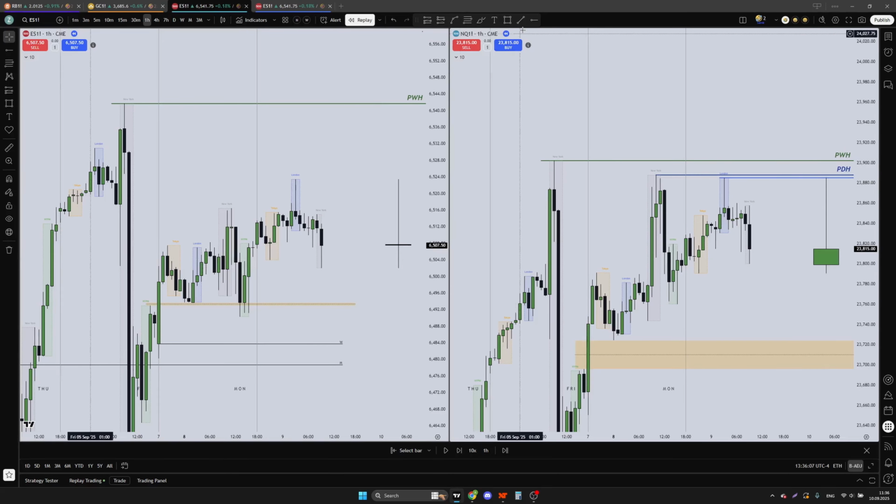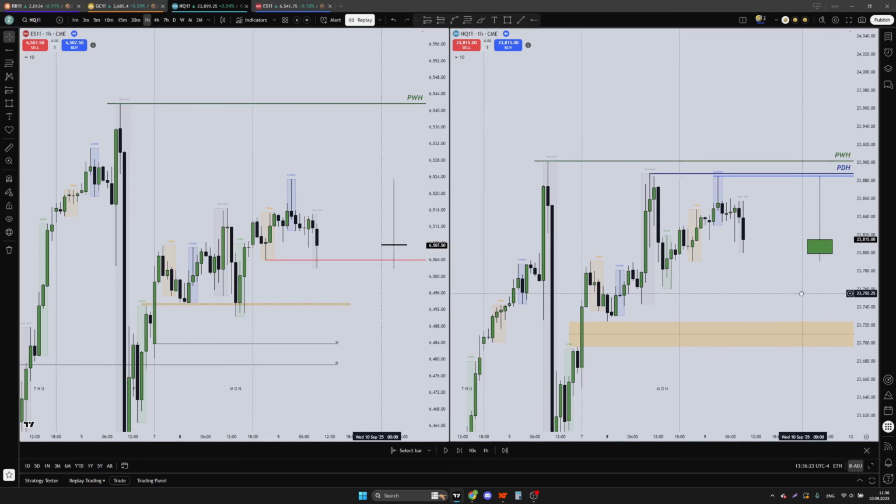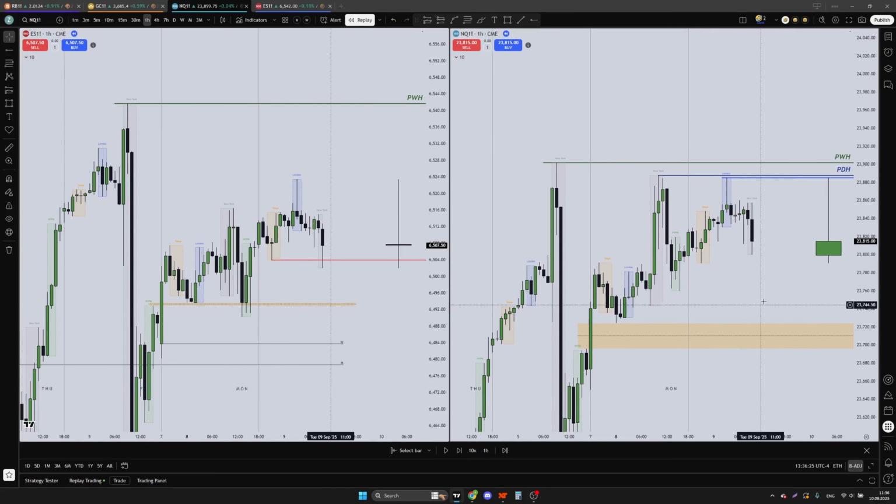Also, as we can see here, ES took this 1 hour key level, but I don't think it's a relevant key level. All right, so if I'm thinking that New York is going to reverse, I need to establish a relevant swing point for New York to reverse from, and on NQ we can see that all of those swings are failure swings, right?